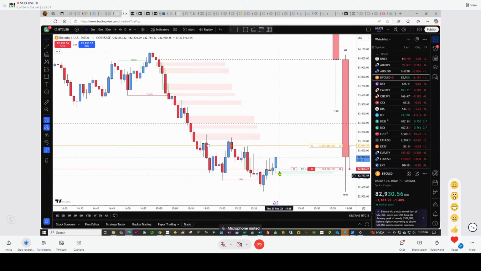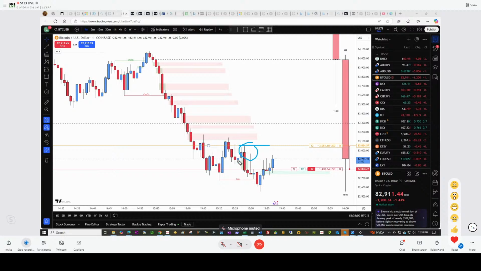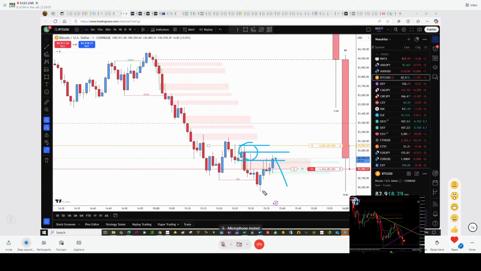And NASDAQ is doing similar. We should see a drop on NASDAQ. It'd be very mean and nasty if they came up and took this high, but they can. But there is an order block here, so we should hold. We should bounce off that to the downside here.